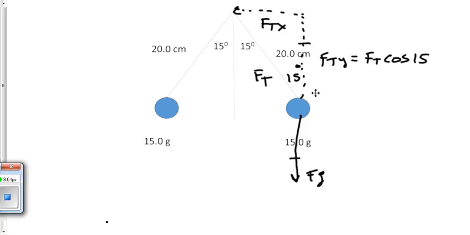So then I'll write this: 0.0150 times 9.8 is equal to force tension cosine 15. And force tension then has a value of 0.152 newtons.